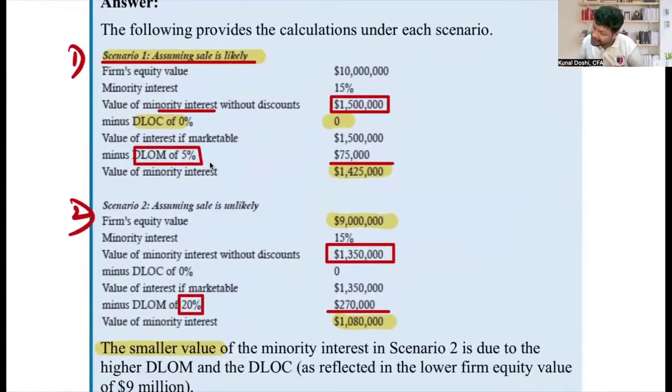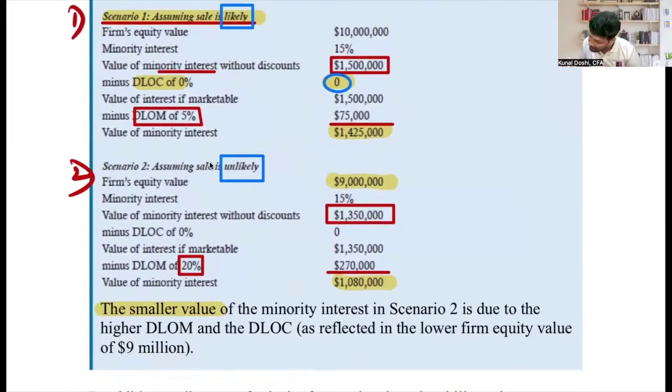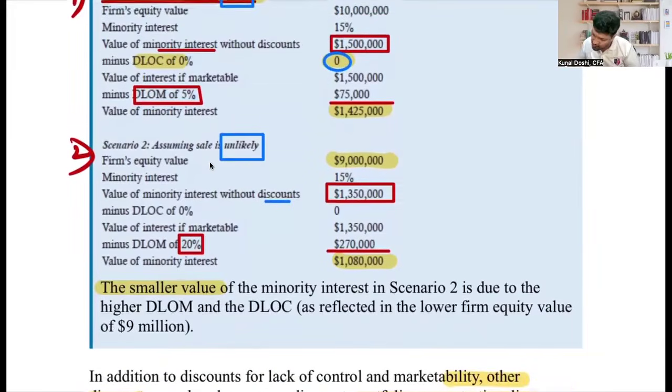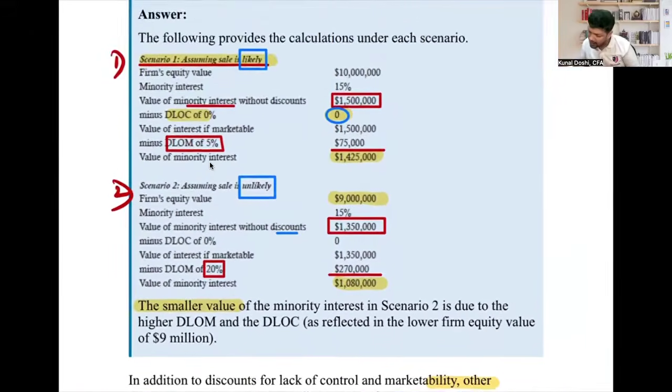Now, assuming the sale is likely and unlikely. So when it is likely, the firm's equity value, we got this, minority interest is right. We did not apply a discount for lack of control because when the sale is likely, the controller will not try to dominate the minority shareholder. But when it is unlikely, we did apply the discount. So what happened here? The value of the minority interest without discount was this, and then we applied the discount for lack of control.